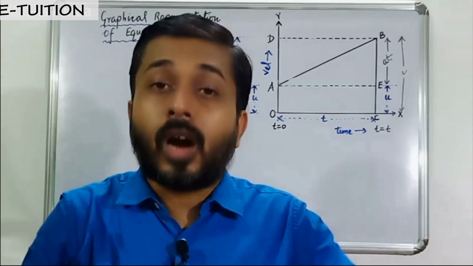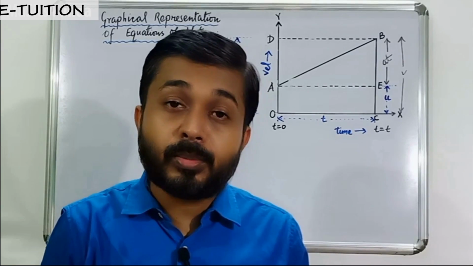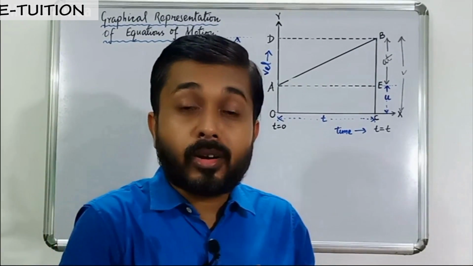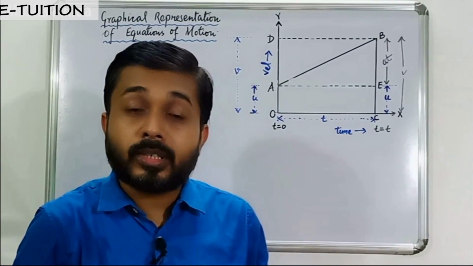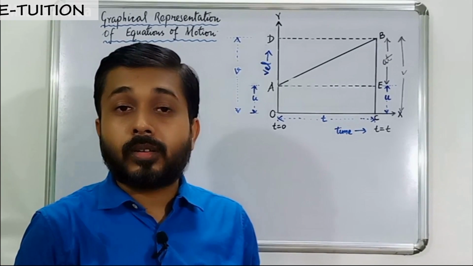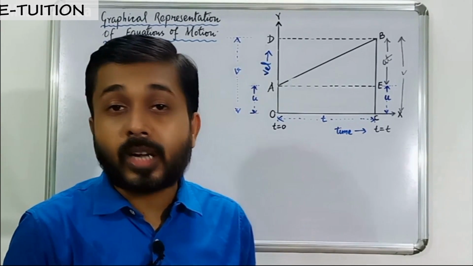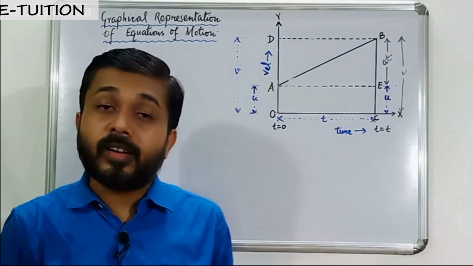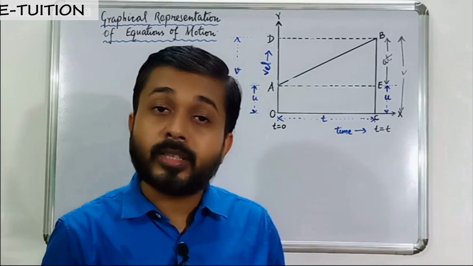Alright. After that, I am coming to prove the second equation of motion, S equal to ut plus half at square. But for this, we need to know another inference which you can draw from the analysis of the velocity time graph, that is the area enclosed between the time axis and the velocity time graph gives us the value of displacement. Area enclosed between the velocity time graph and the time axis gives us the value of displacement.